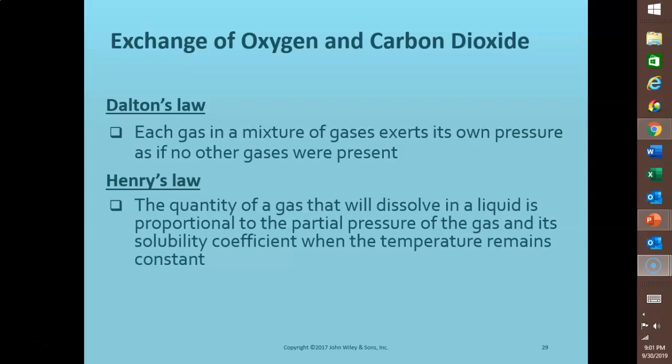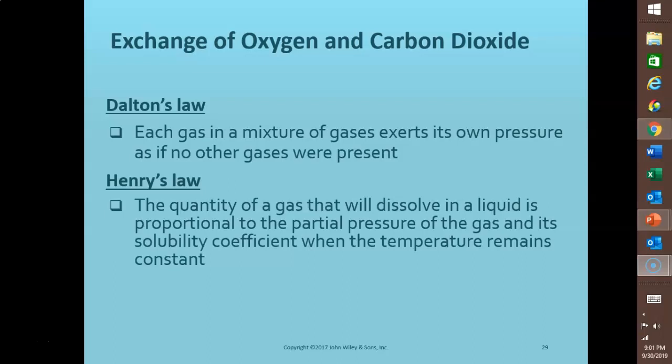So passive diffusion is governed by the behavior of gases, and we have two gas laws, Dalton's law and Henry's law, that help us to understand how gas moves. Dalton's law is important for understanding how gases move down their concentration gradients by diffusion. Henry's law helps us to understand how the solubility of a gas relates to its diffusion. So let's look briefly at these two.